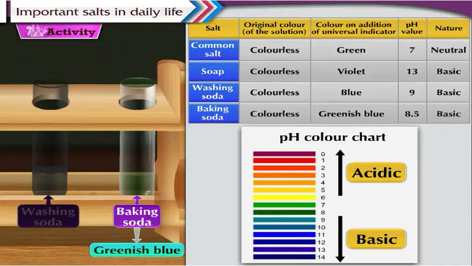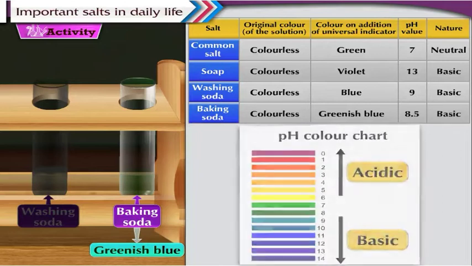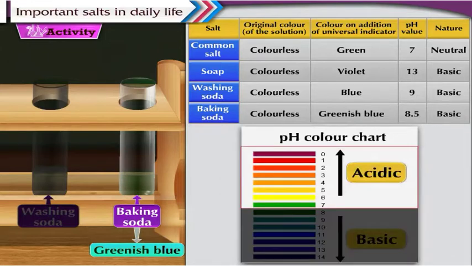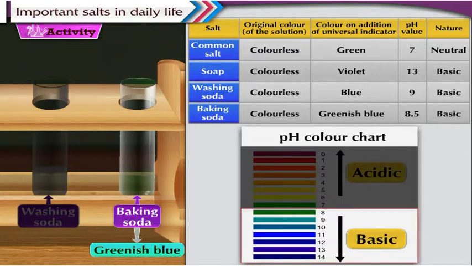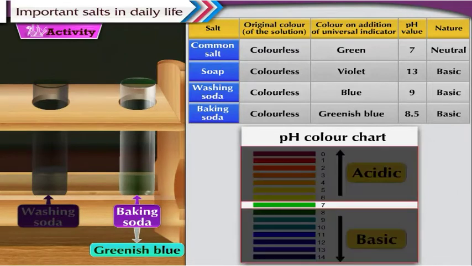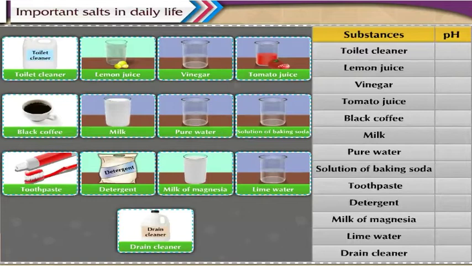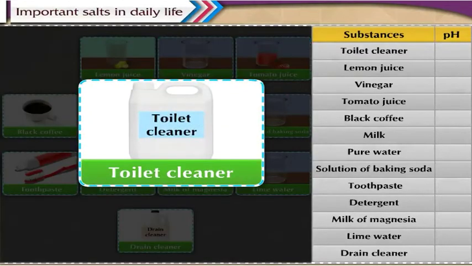From this activity, we understand the use of pH color chart for determining the pH of various solutions. If the pH of the solution is less than 7, the solution is acidic. If it is more than 7, it is basic. And if it is 7, then the solution is neutral. Now let us make a list of a few substances in day-to-day use in accordance with their pH value from 1 to 14. Toilet cleaner has pH 1 to 3.